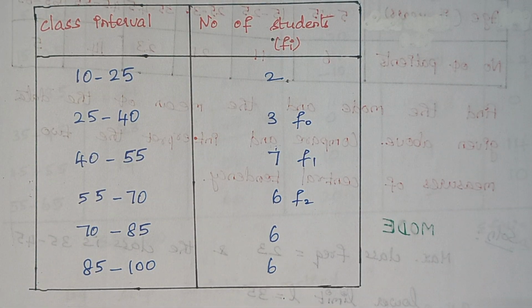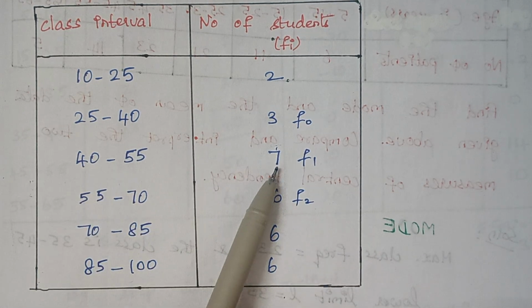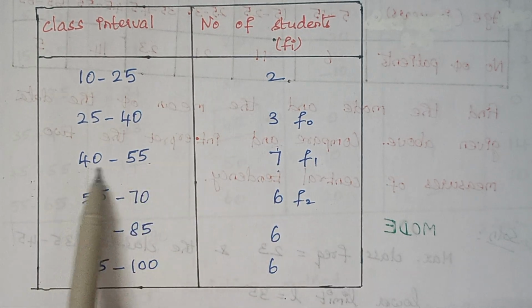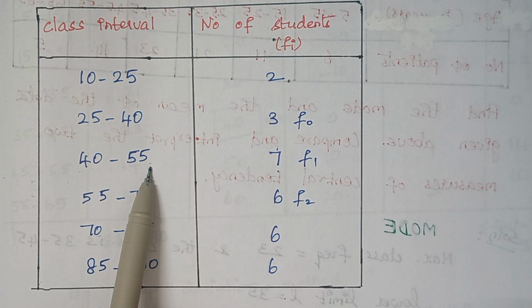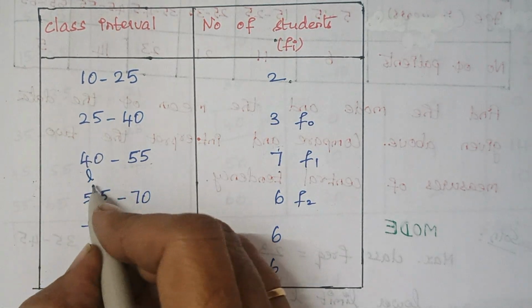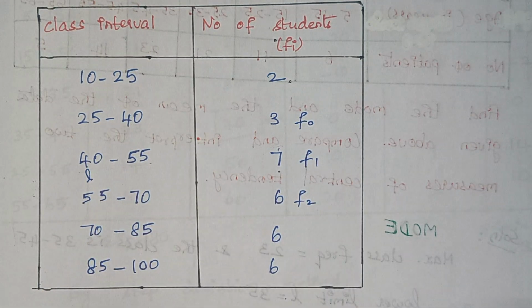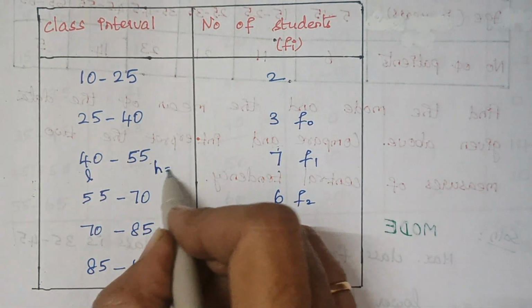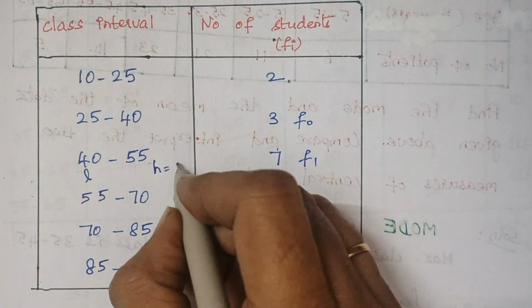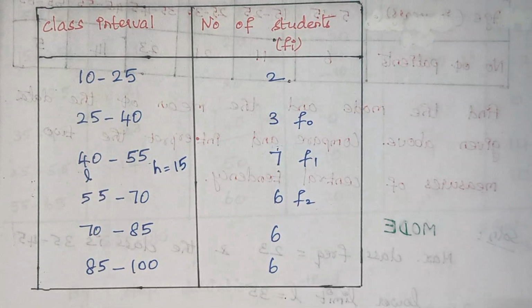Right. So the next thing to be calculated is we have to calculate the L and H. So what is the class that corresponds to the maximum frequency? The class value is 40 to 55. Right. What is the value of L? So obviously the lower limit is known as L. So here the L is 40. Then how to calculate H? H is nothing but the difference between these two. Right. 55 minus 40 gives you 15.